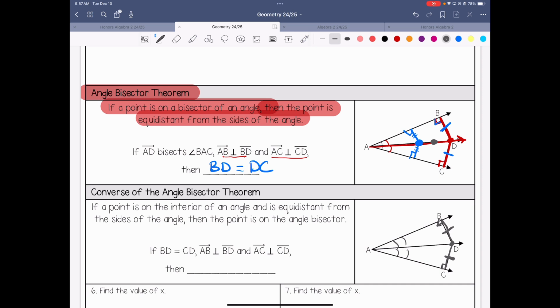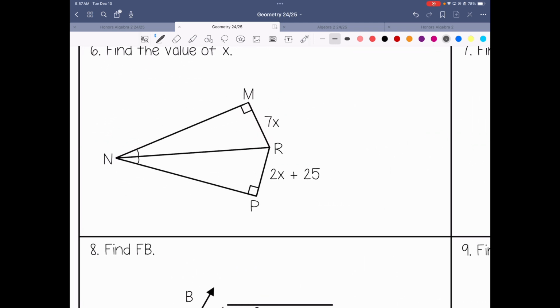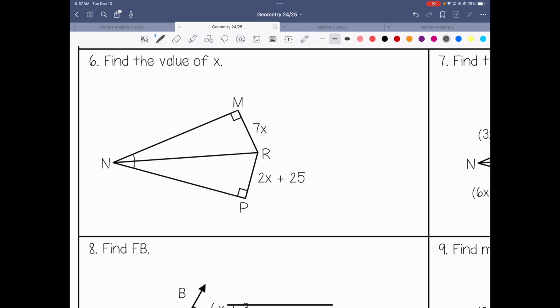Okay, so again, this has to be perpendicular to the sides. Once it's perpendicular to the sides, then it's an angle bisector. Not, it's not. So if we look at this one as an example, we want to find the value of x.